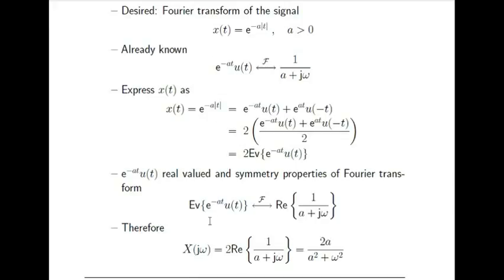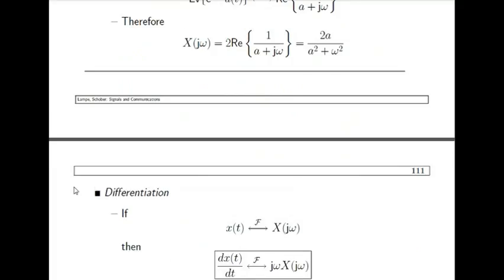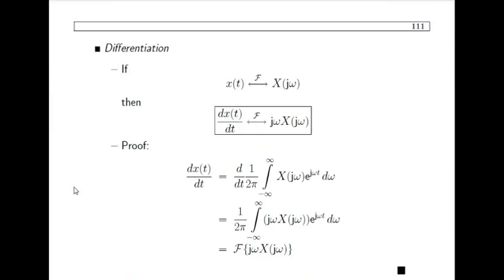The next property is the differentiation property. If x(t) has Fourier transform X(jω), then dx/dt will have Fourier transform jω X(jω). For its proof, we differentiate the inverse Fourier transform formula on both sides, so dx/dt will be d/dt of (1/2π) ∫ from −∞ to ∞ of X(jω) e^(jωt) dω.